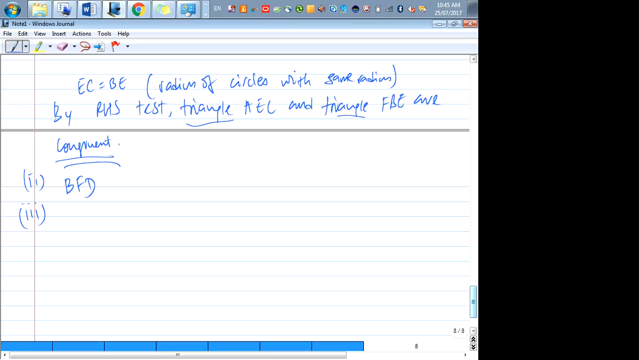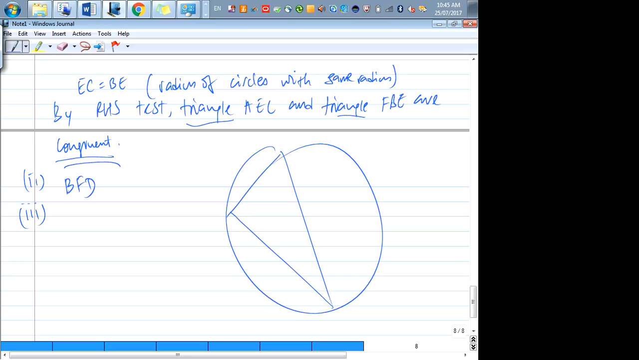Next up, we have part 3. Why is EB parallel to DF? What are the rules? What can we use to prove that two lines are parallel? We've done one of this in TYS before. Anybody? How do we show that two lines are parallel?